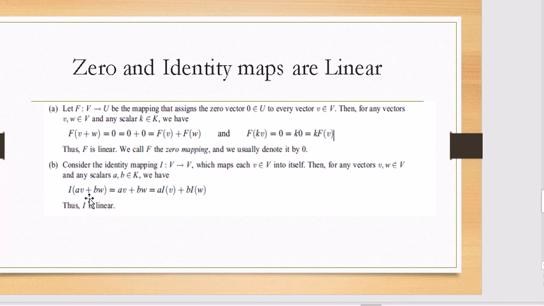So here, rather than checking the two conditions of a linear map separately, we are checking them in a single step. In some questions it is more convenient to check whether a given map is linear by proving this identity: I of av plus bw equals av plus bw. So what is the effect of I? I doesn't change this vector. So av plus bw can be written as a times I of v plus b times I of w. So we see that I is a linear map.